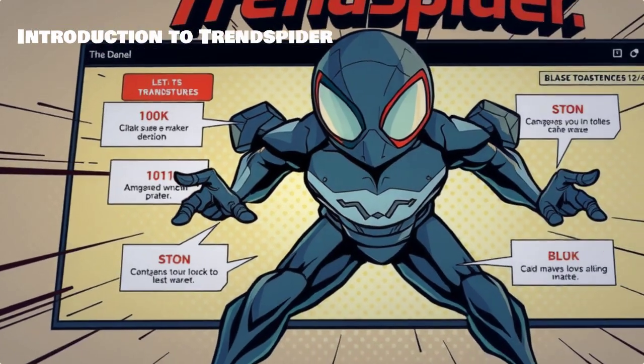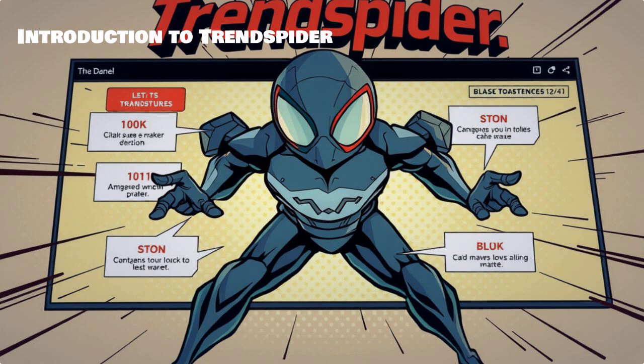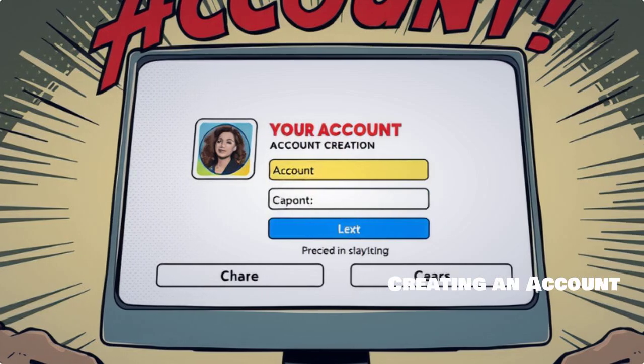Welcome to our comprehensive guide to using Trendspider for trading. Today, we will explore the platform's robust features that can enhance your trading experience. Let's start by creating an account.